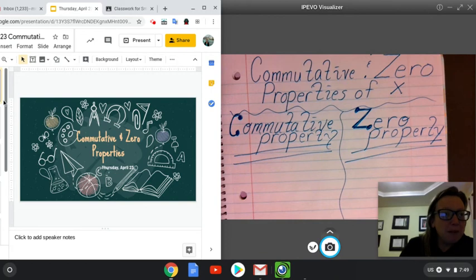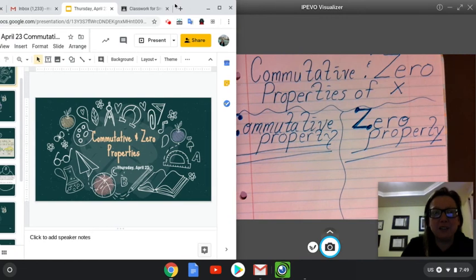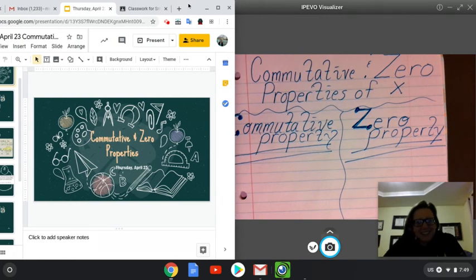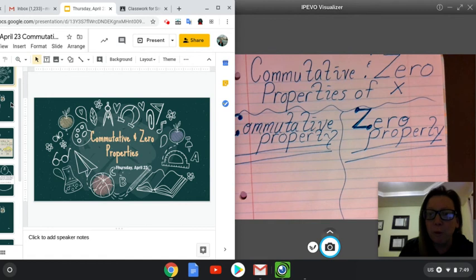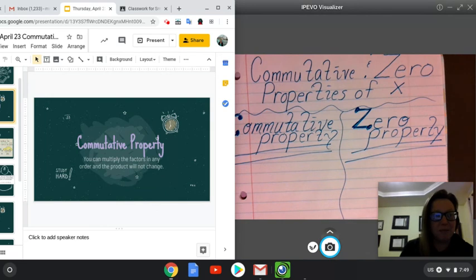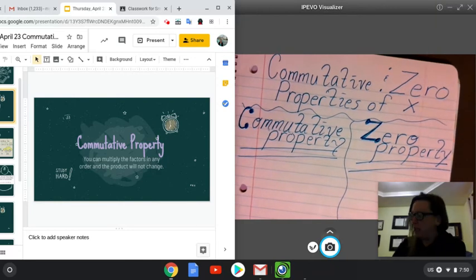The commutative property states that it doesn't matter what order the factors are in. We kind of see it in the associative property too. But it doesn't matter what order the factors are in, your product will still be the same. You can multiply the factors in any order, and the product will not change.